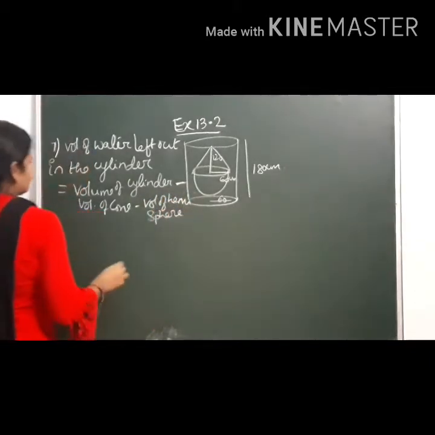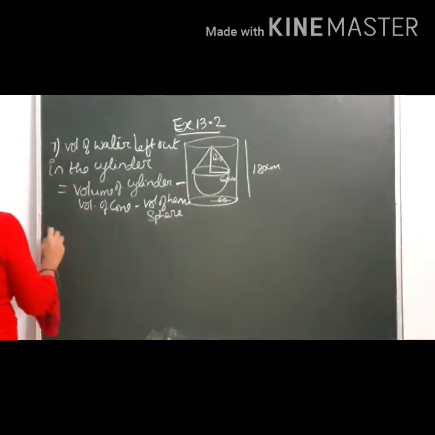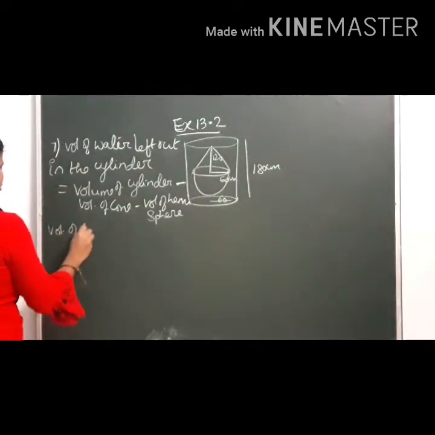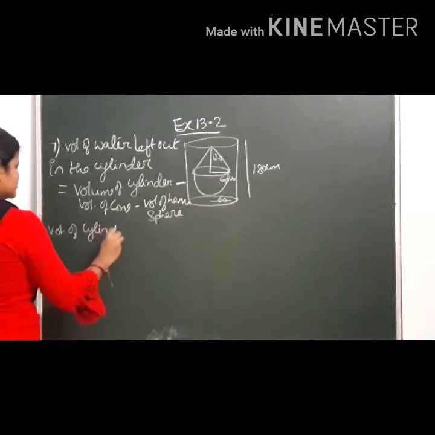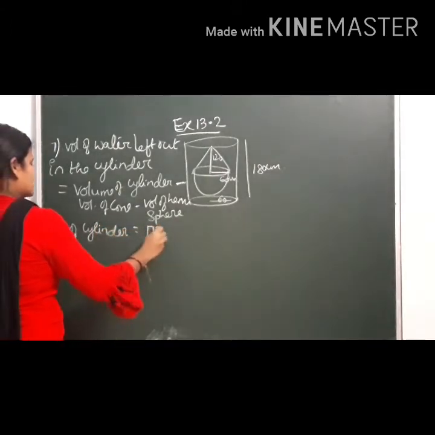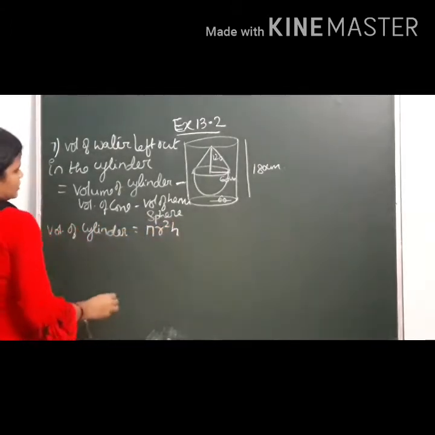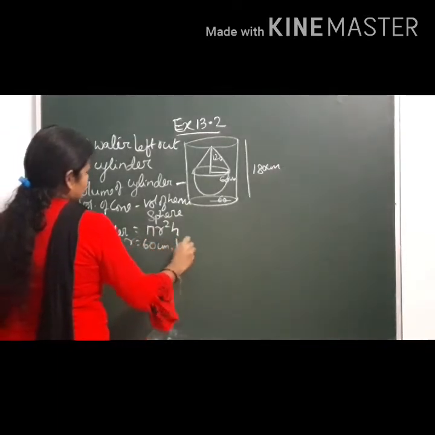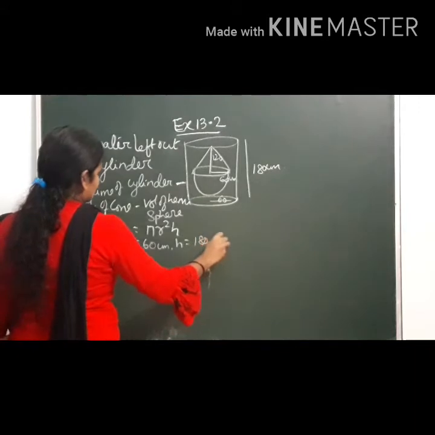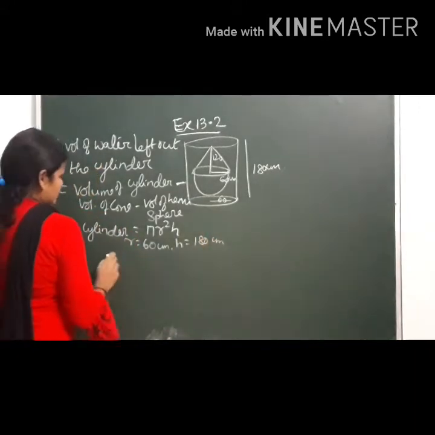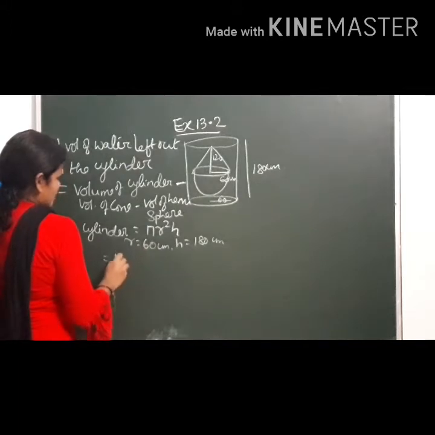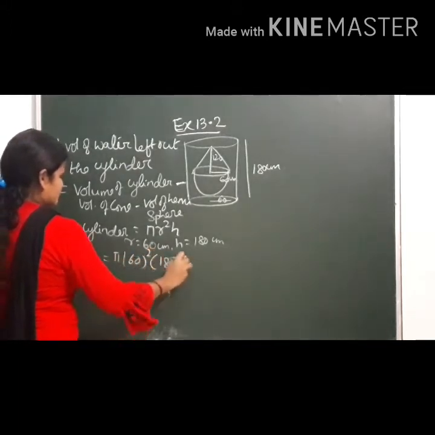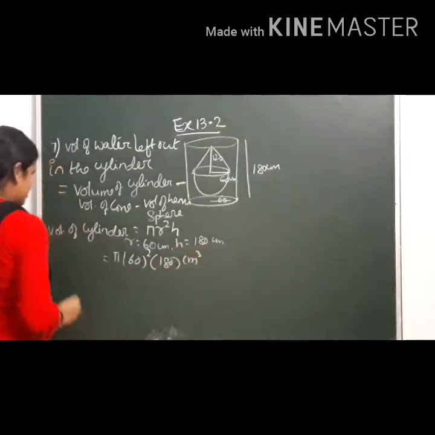So first of all we will find the volume of the cylinder. What is the formula of volume of cylinder? That is pi r square h. So what is your radius? 60 centimeter and height is equal to 180 centimeter. So pi r square h, pi into 60 whole square, h is 180 centimeter cube. This is the volume of the cylinder.